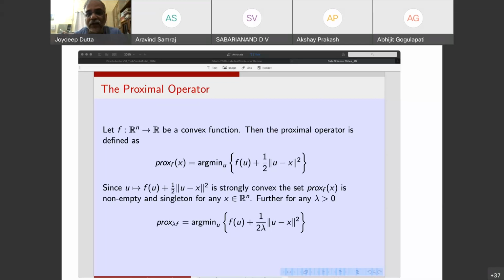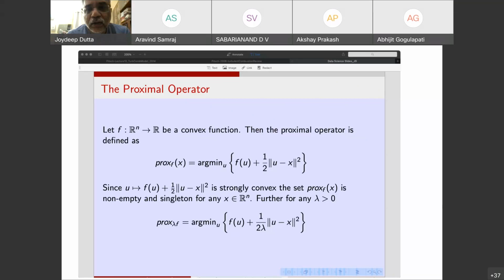This operator is called a proximal operator. If you do not have f to be convex, this is actually a set for every x. It becomes a set-valued mapping. But because f is convex, this is unique. There's only one element in the argmin set, the minimizer set. So for every x there's one value, so it is a function. That is why it's called the proximal operator, proximal map, or the proximal function, whichever you want.